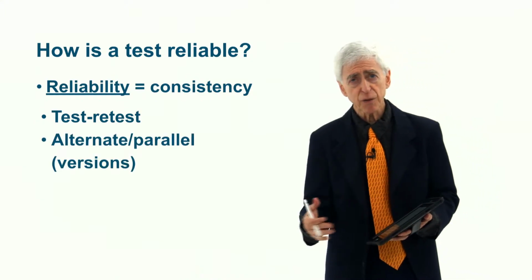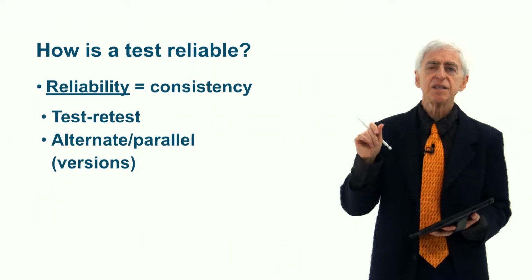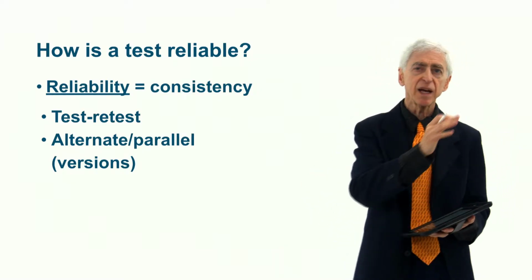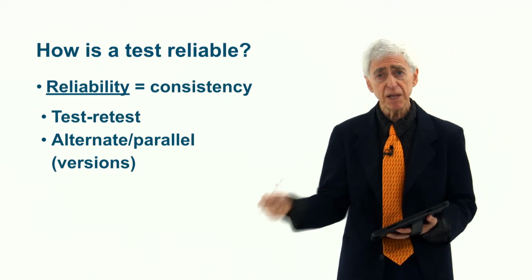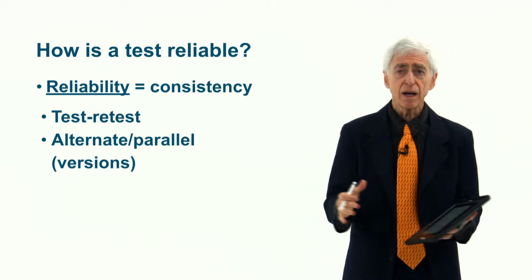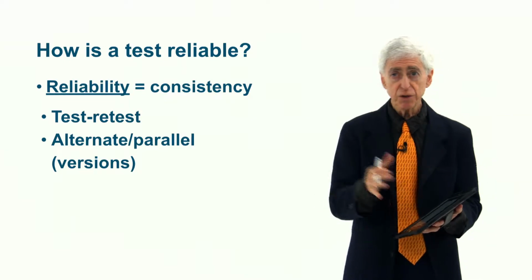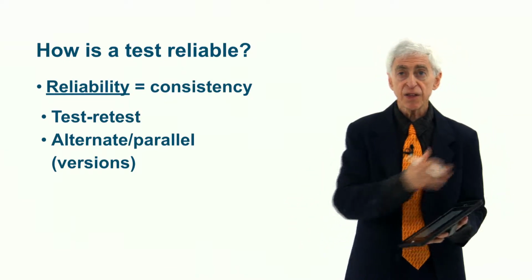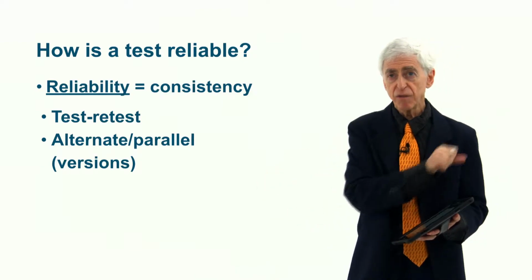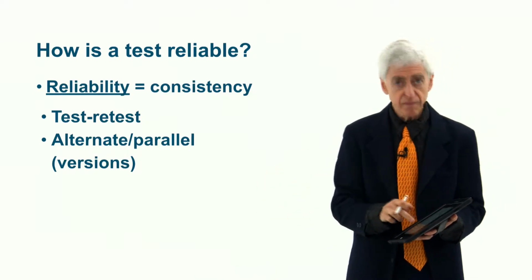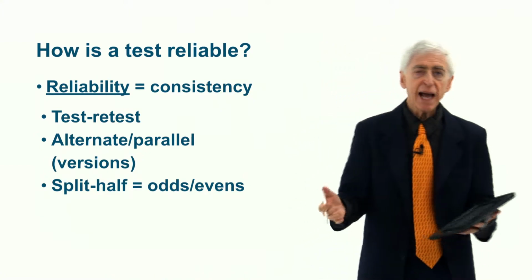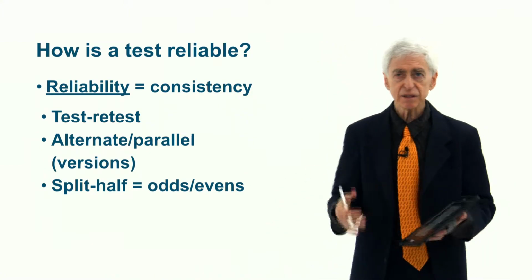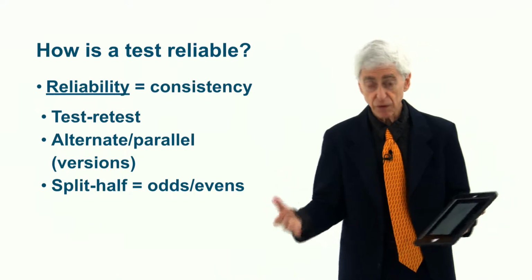Another way to check for reliability is to give alternate or parallel versions of the test. Some people get version A, some people get version B, and you compare, and you've split the people into two groups very randomly, so you should get the same distribution of scores from A and B groups. Split halves: you divide people into odds and evens, give them the test, you check the reliability.